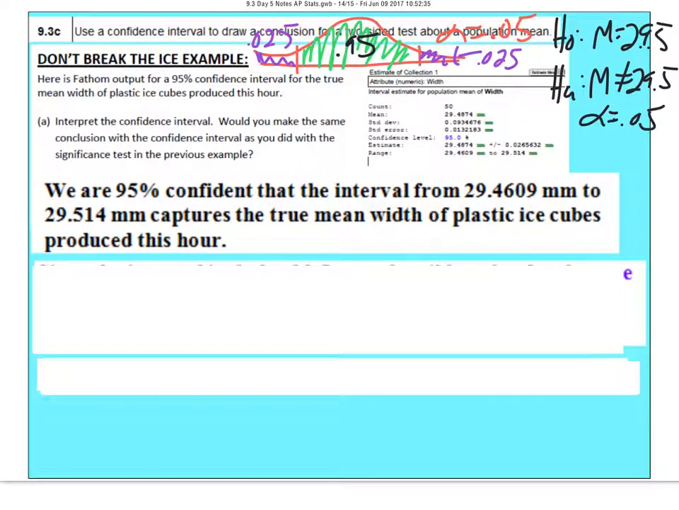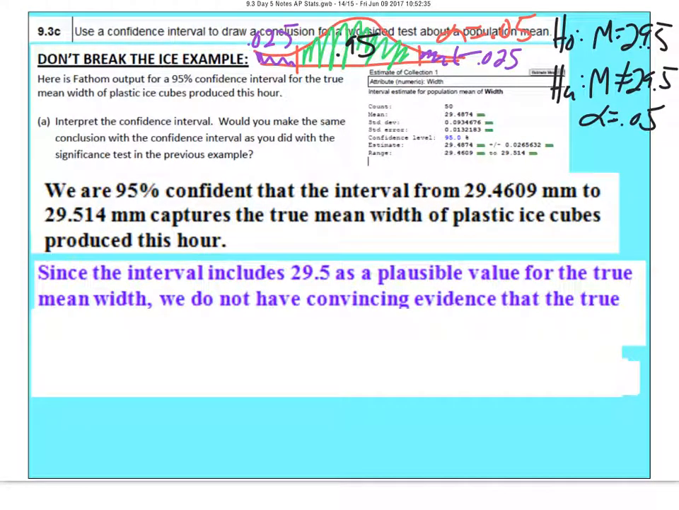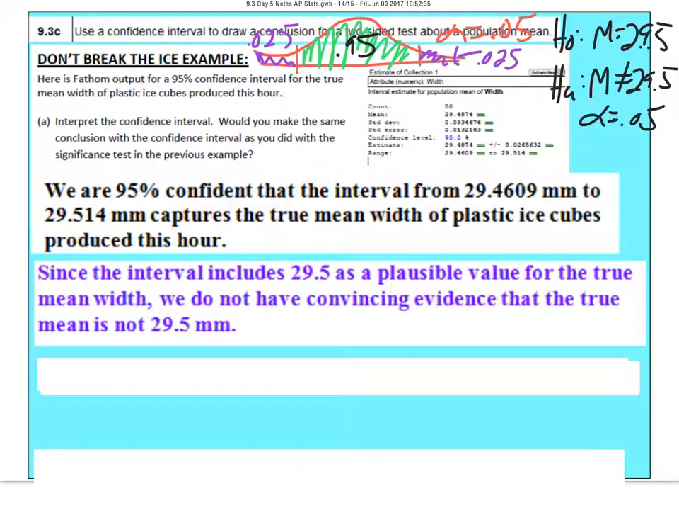What conclusion would we make? Well, again, we were talking about the mean of 29.5. Is 29.5 within this interval? It actually does sit within this interval, so would we reject H sub O, or can't we reject it? Well, because it's in the interval, it is plausible for it to be the true mean, so we do not have convincing evidence that the true mean is not 29.5.